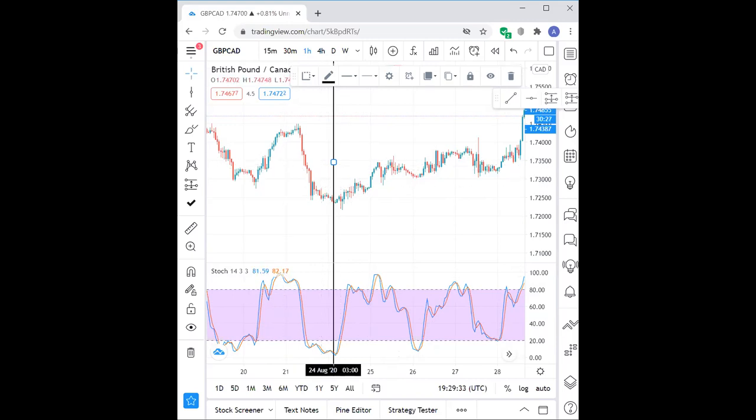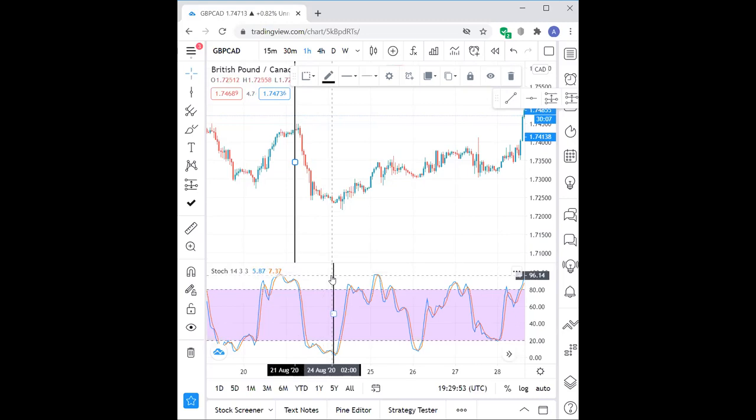The oscillator as well is shown as two lines on the chart: the percentage K, which is the black line on the chart below, and the percentage D, the red line. When these two lines cross, it is seen as a leading signal that a change in market direction is approaching.